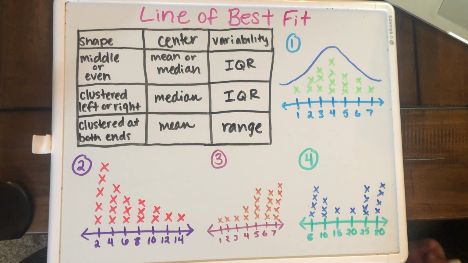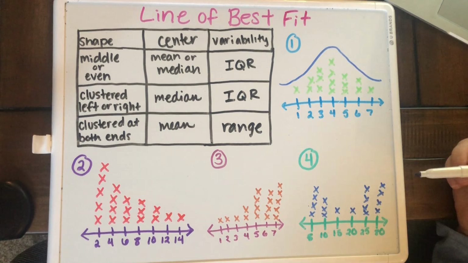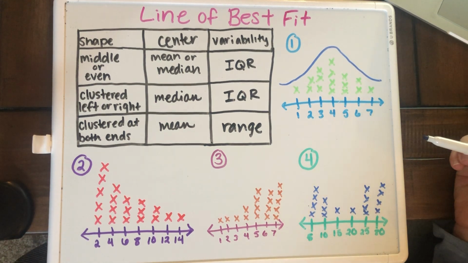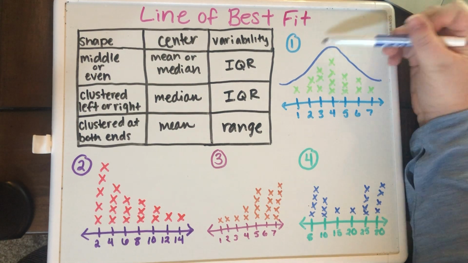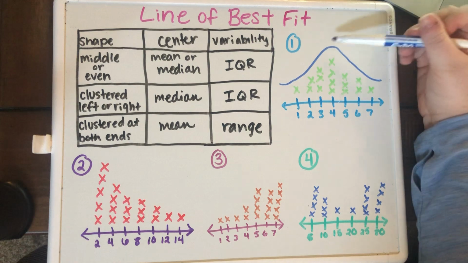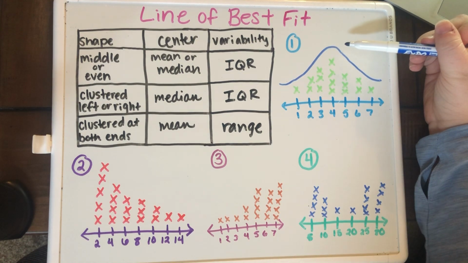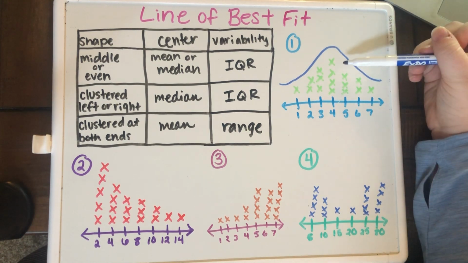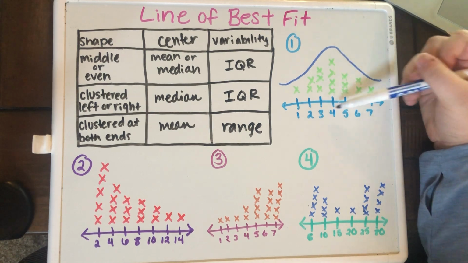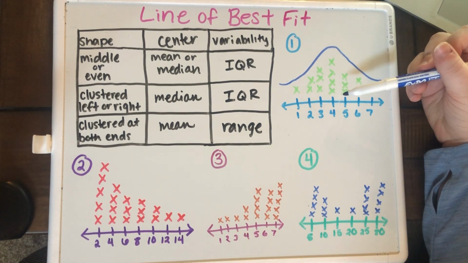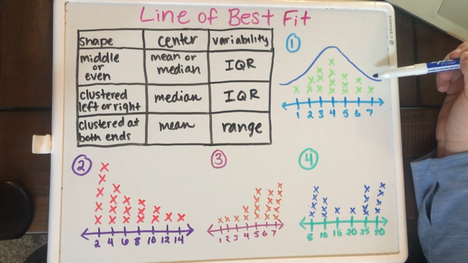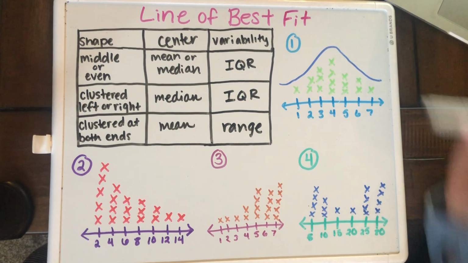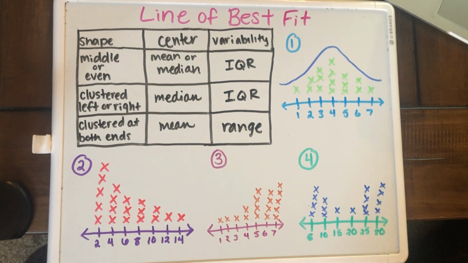So if I were to ask you what best describes the shape of the data, you would say that it is in the middle, because it's in the middle of our number line. It's in the middle of this line plot. You could say it is clustered in the middle, which just means that it's grouped in the middle. Or you could say that it's even, which means that it's evenly dispersed on both sides with a little bit extra in the middle. So that's the shape of our first one.